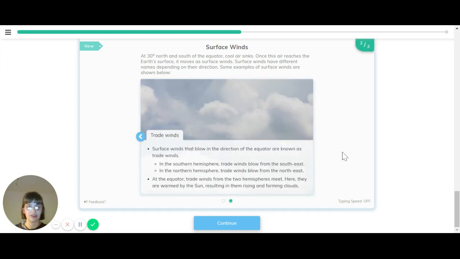And then there are trade winds. Surface winds that blow in the direction of the equator are also known as trade winds. In the southern hemisphere, these winds blow from the southeast. In the northern hemisphere, they blow from the northeast. And at the equator, the trade winds of the 2 hemispheres meet, and here they're warmed by the sun, resulting in them rising and forming clouds.